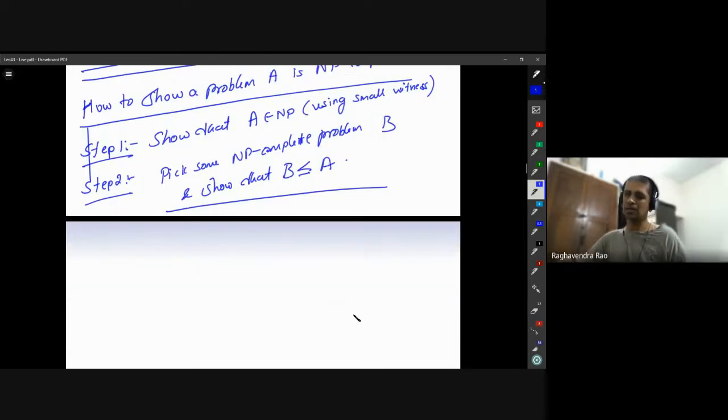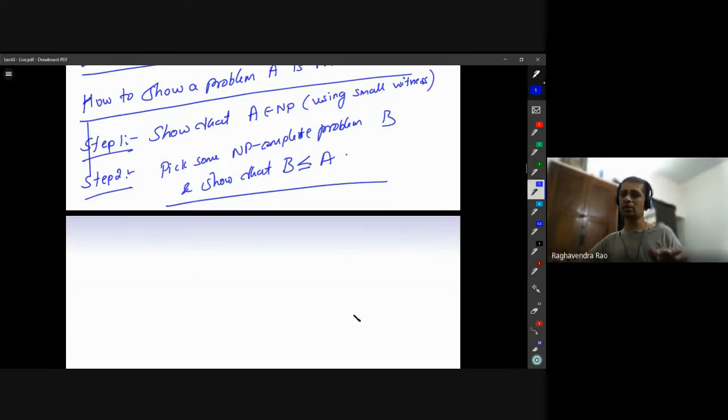So today I'll consider one more example. One non-trivial example was already SAT to vertex cover. The second non-trivial example is a special case of the decision version of the knapsack problem. We call it subset sum.